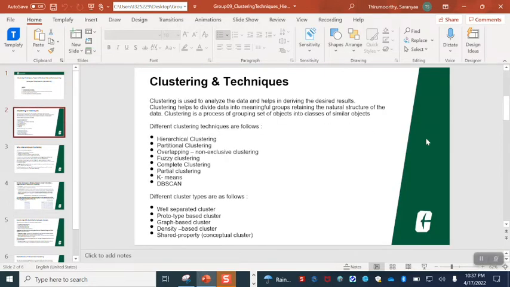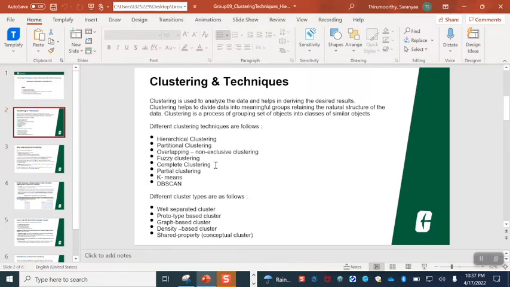To start with, what is a cluster? Clustering techniques. Clustering is something which will help us to analyze the data, and it will also help us to group the data based on the different data traits. This will help us to achieve a deep and very clear data analysis and results.